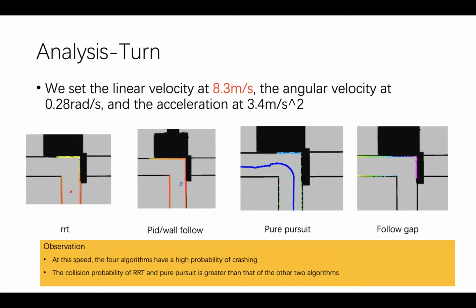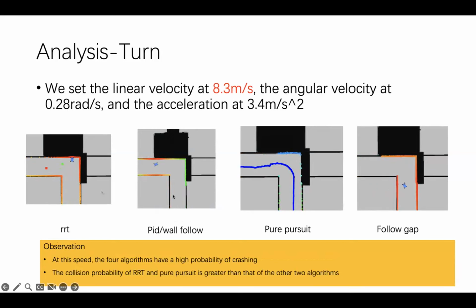And after we increase the speed to 8.3 meters per second, the follow gap algorithm has a high probability of crashing. So we can see RT, wall follower, pure pursuit, and follow gap all hit the wall.